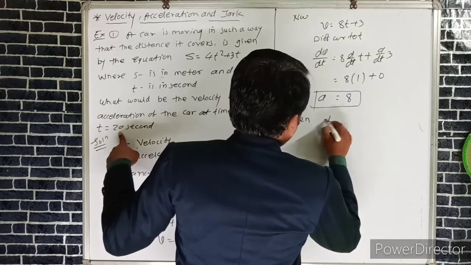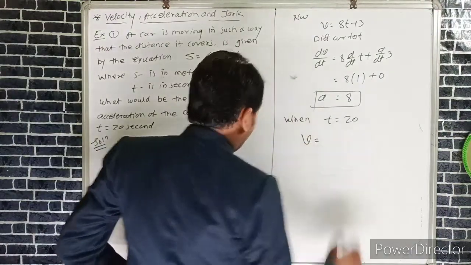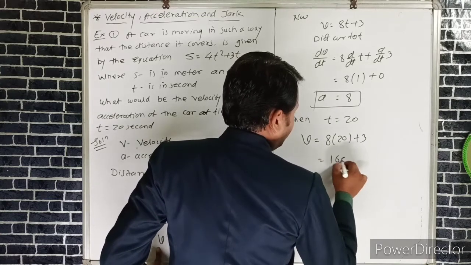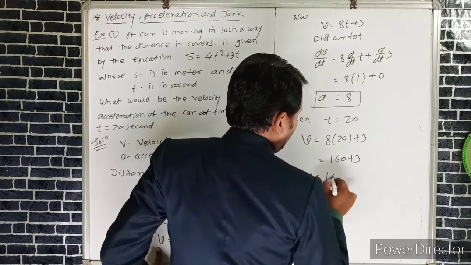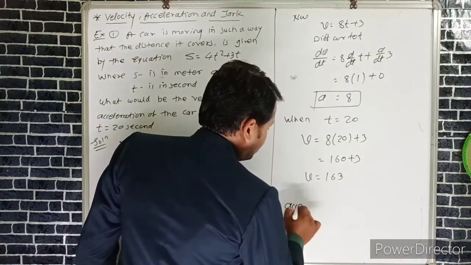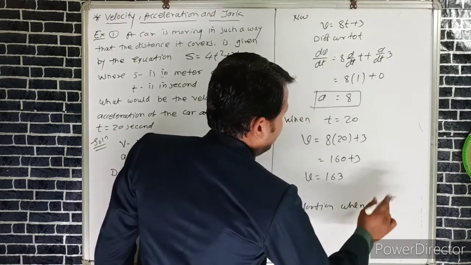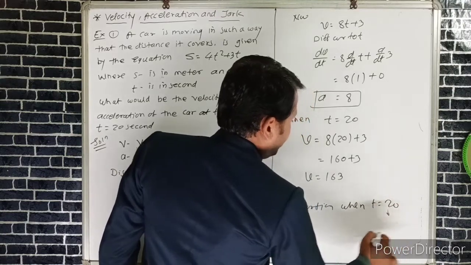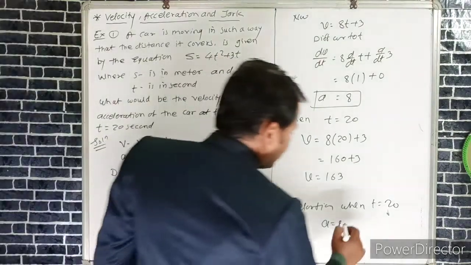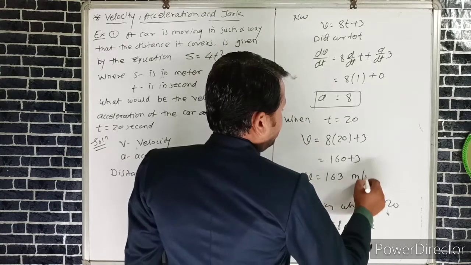When t is equal to 20 seconds, the velocity of the car is v = 8 × 20 + 3, which is 160 + 3, so v = 163. And acceleration when t is equal to 20, a is equal to 8 meter per second square, and velocity is in meter per second.